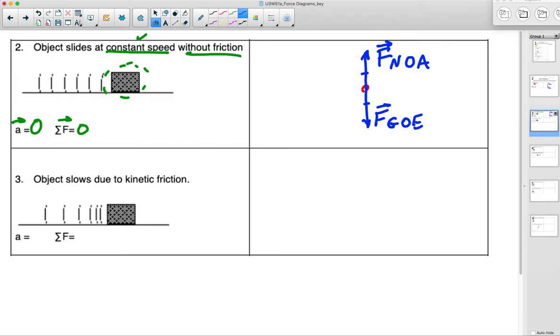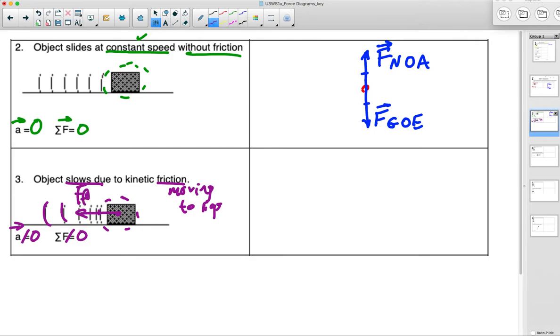Number 3, we've got an object that slows due to friction. So there's going to be friction and it's slowing down. So the acceleration is not going to be 0, which means the net force is not going to be 0. Defining the system, according to this, because these motion lines are getting closer together, we're going to assume this is moving to the right and slowing down, which means friction is going to be opposing that motion.